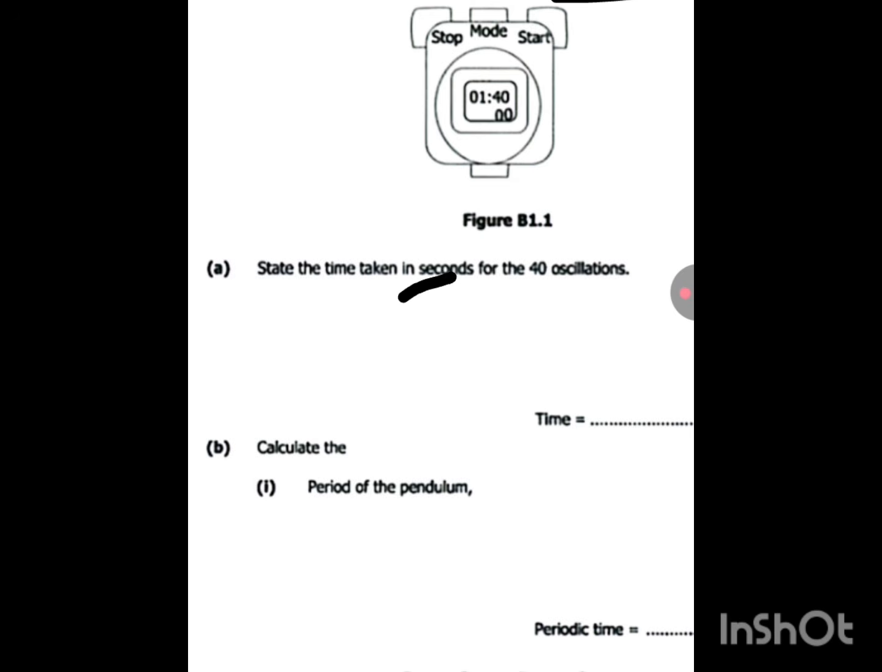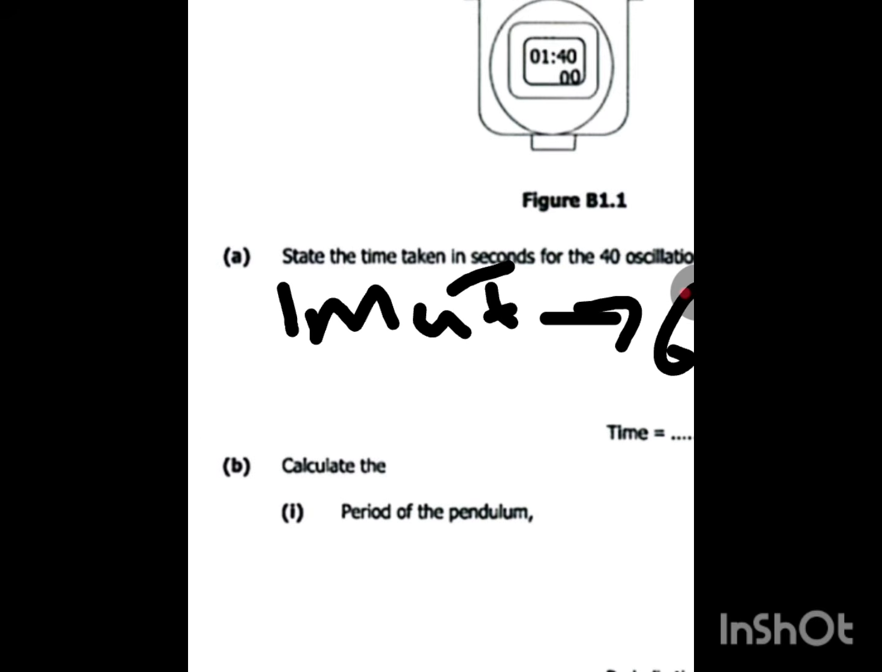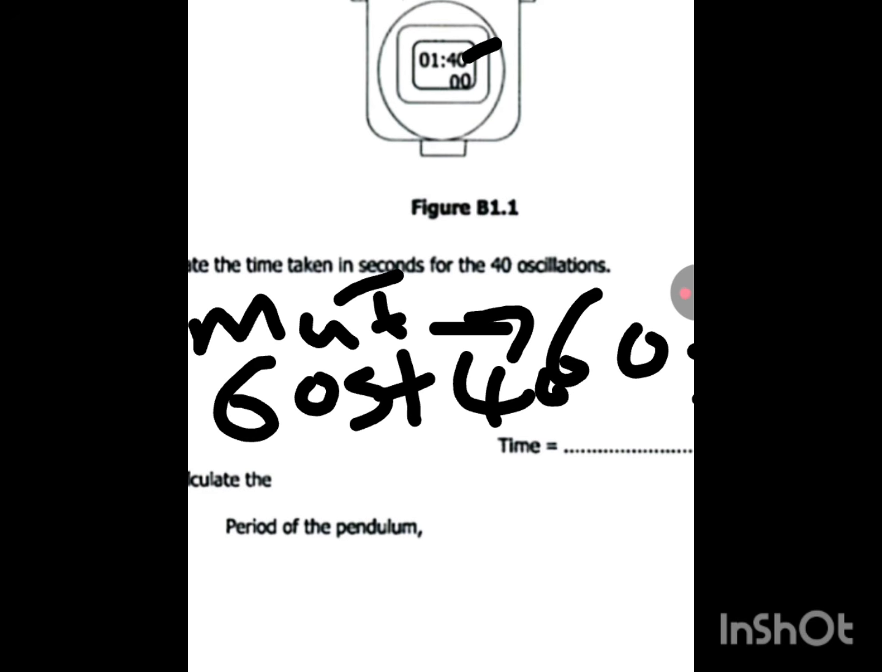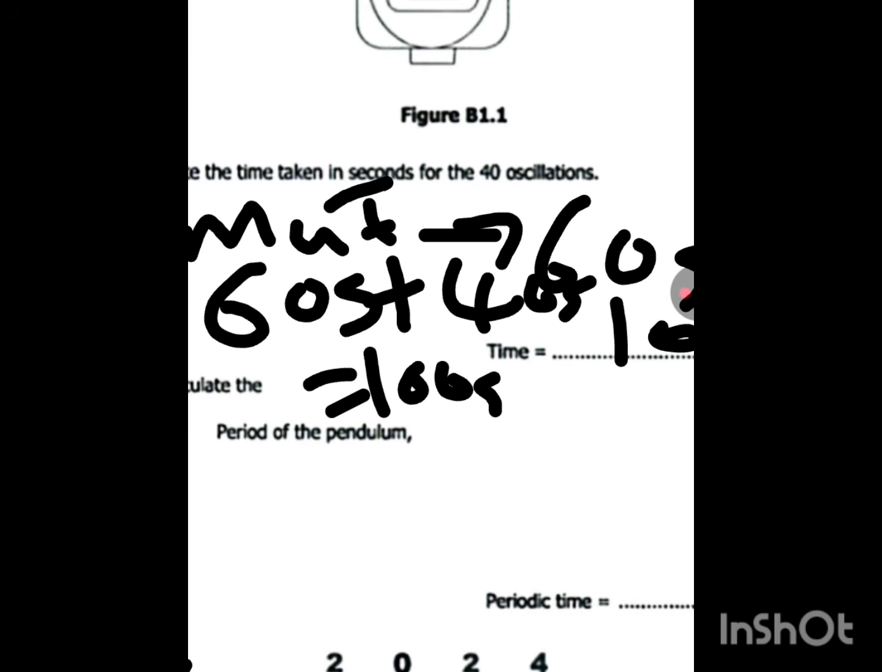One minute is equivalent to 60 seconds. So we are just going to add 60 seconds plus the 40 seconds that we have here. So the answer is 100 seconds. This question carries one mark. If you haven't understood, please click on the comment section.